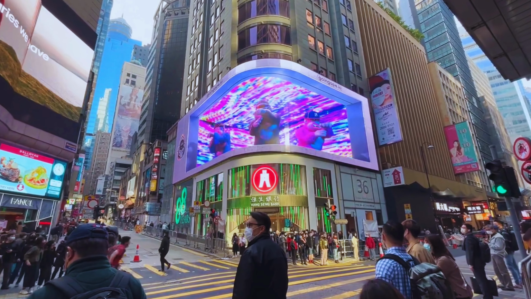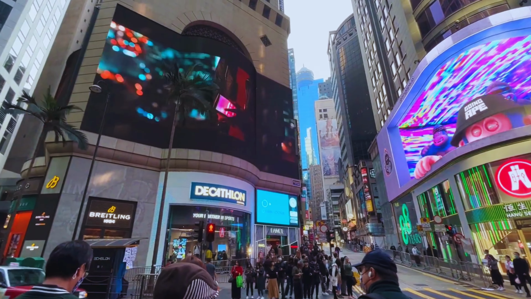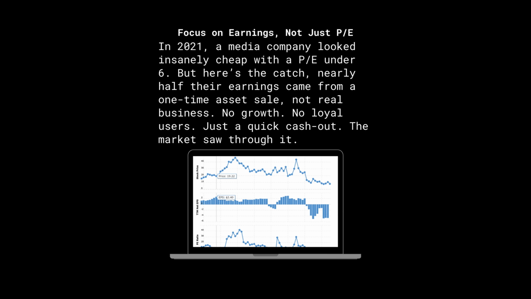Here's a real example. In 2021, a media company posted record earnings. Their PE dropped to under 6. But if you look closer, over 40% of that income came from selling intellectual property, not from operations, not from subscribers, just a one-off transaction. The market didn't buy it, neither should you.